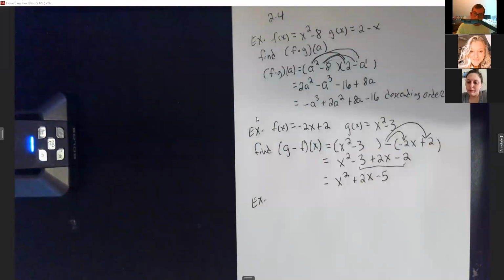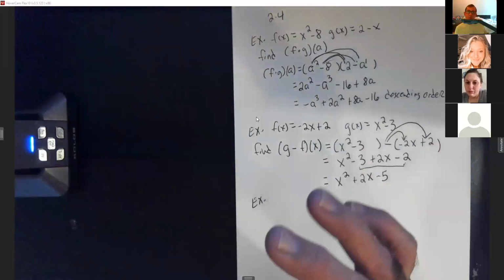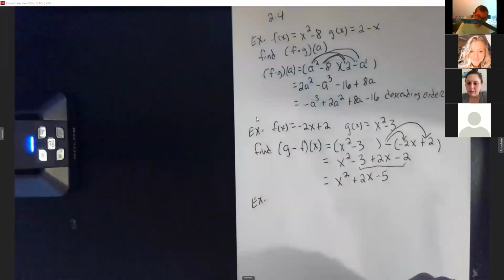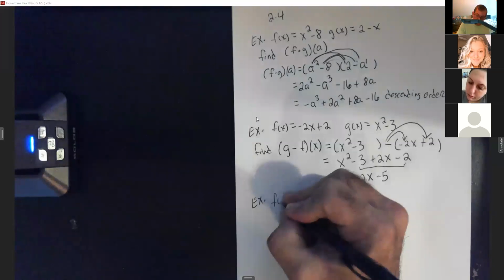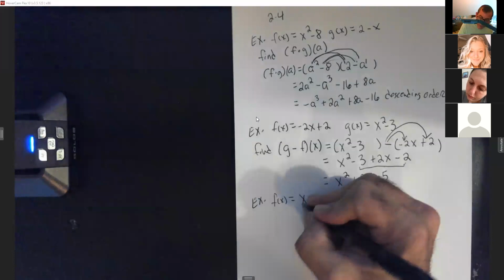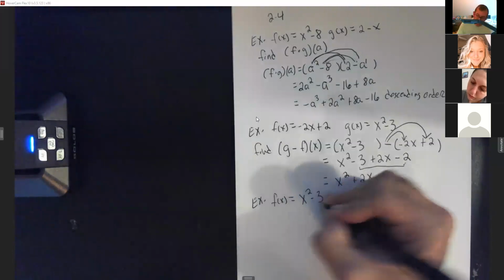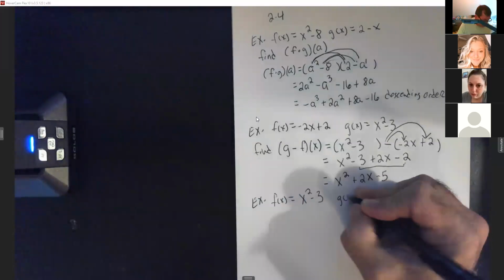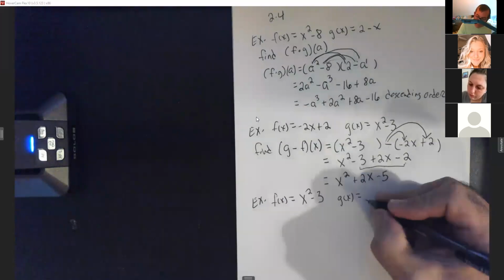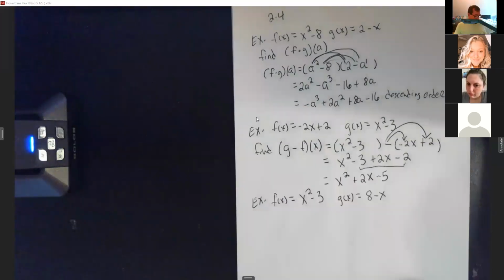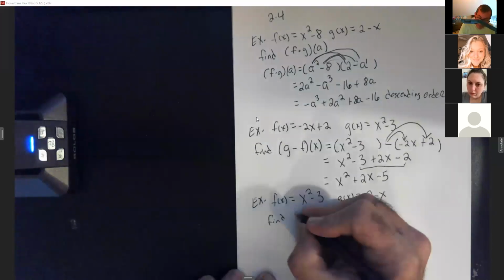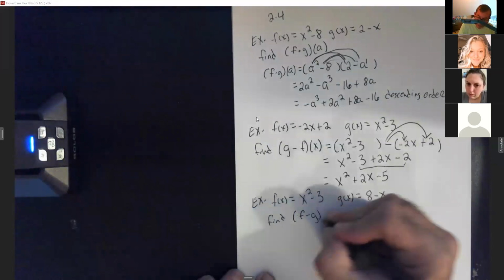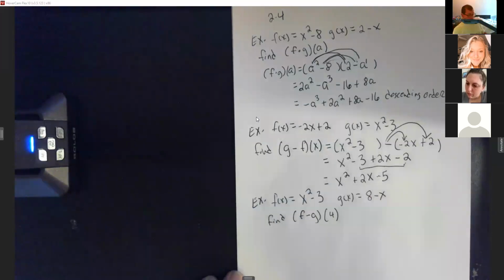Now, this one's going to be subtraction, and I'm going to have a number to plug in. So here we got our f of x is going to equal x squared minus 3. G of x will equal 8 minus x. We're going to find f minus g of a 4.